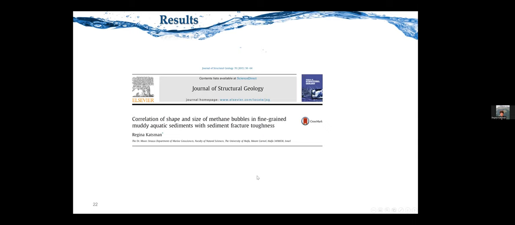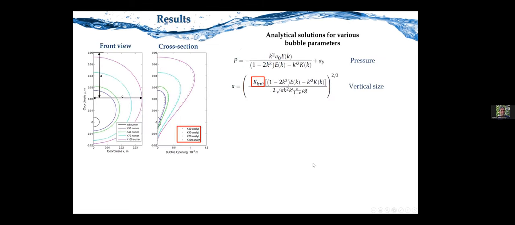And several additional bubbles were simulated. Maximal fracture toughness was 100, and also some smaller values were taken. And you see also the simulated mature bubbles. In this study, also some analytical solutions were developed for the inner bubble pressure, for instance, for the bubble vertical semi-height, and you can see here good agreements between the numerical and analytical solutions. And for instance, for the opening.